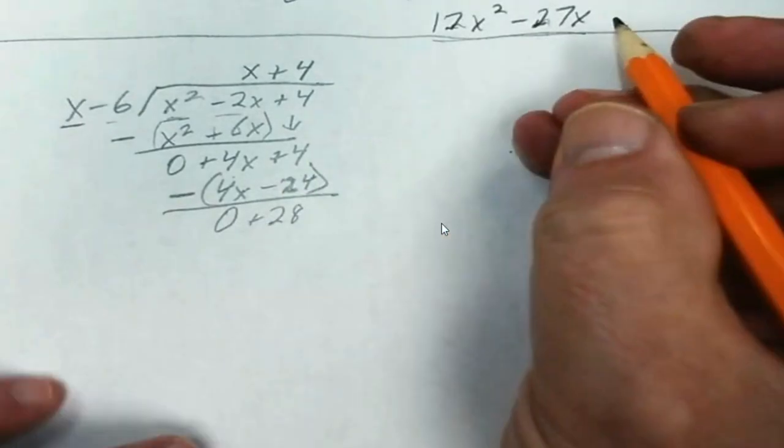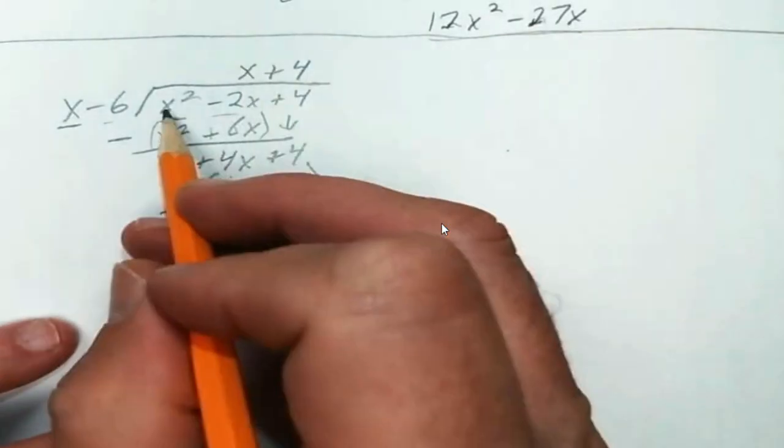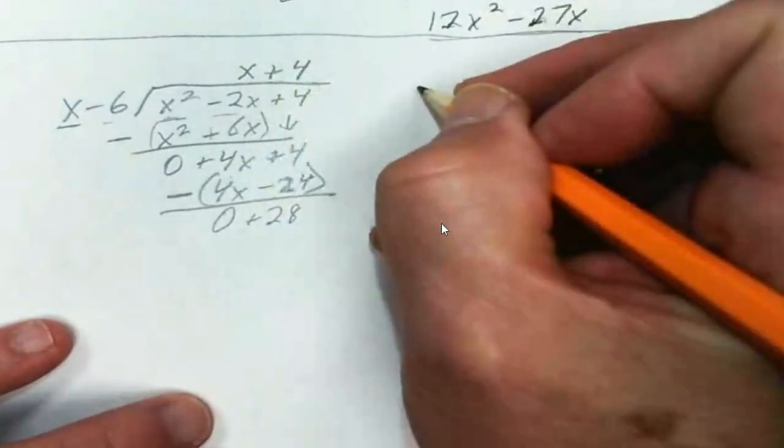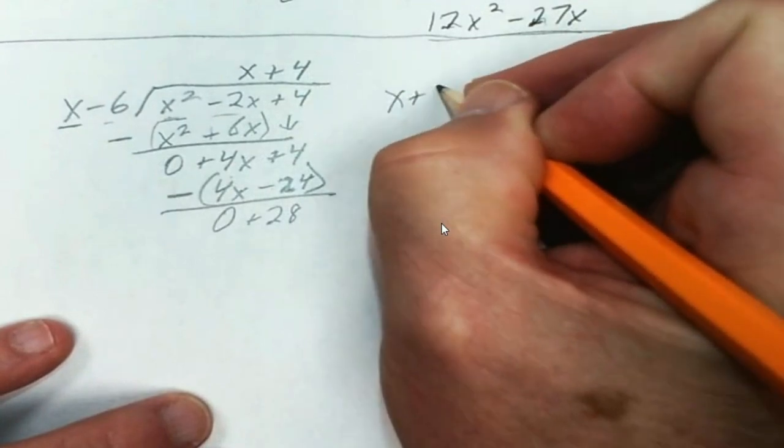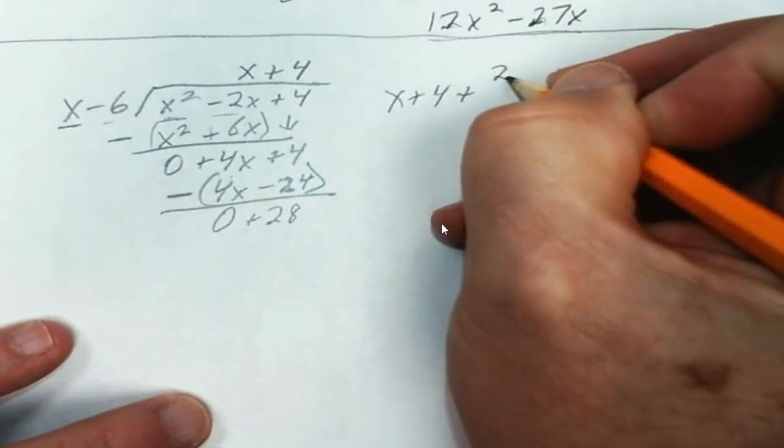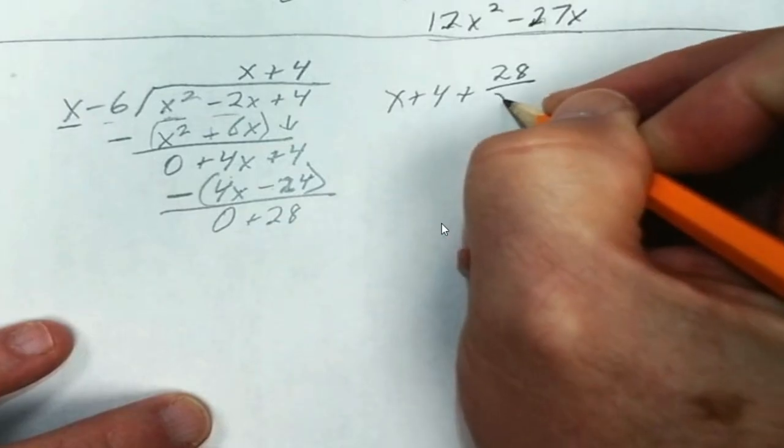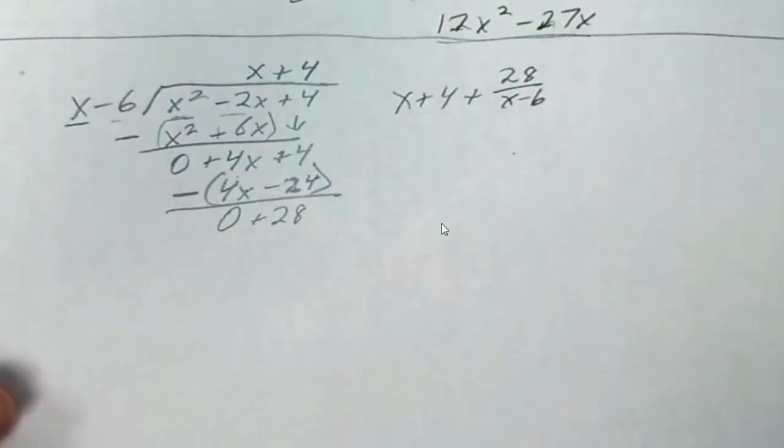So the answer, when you divide this by x minus 6, is x plus 4 plus 28 over x minus 6. There's a remainder. Yes, Daniel.